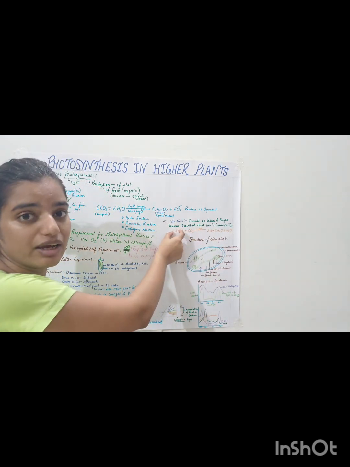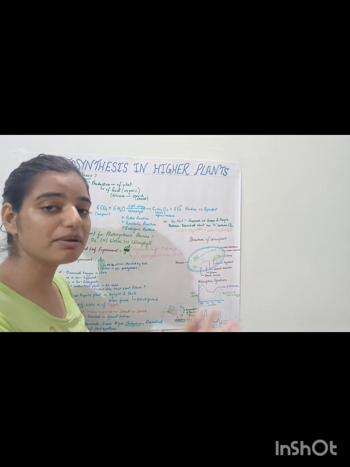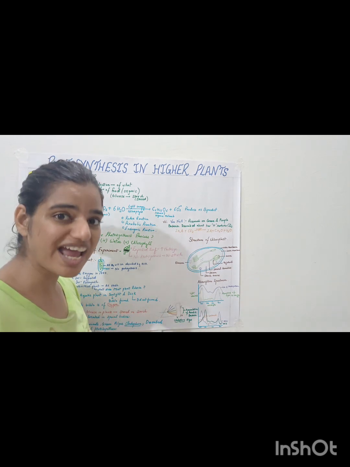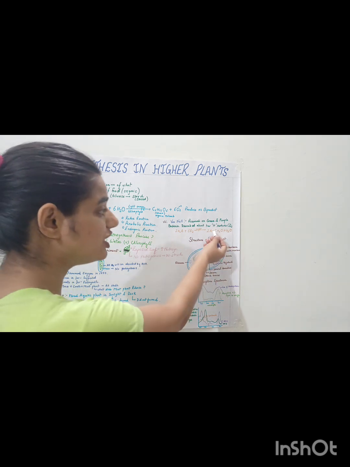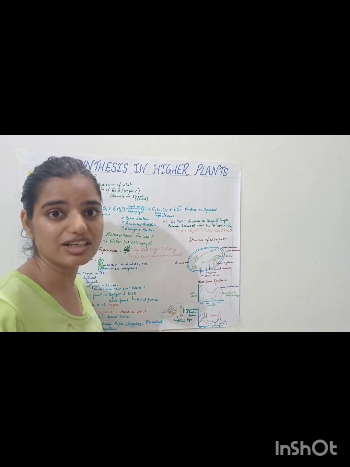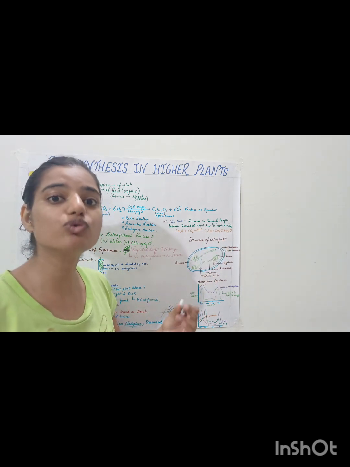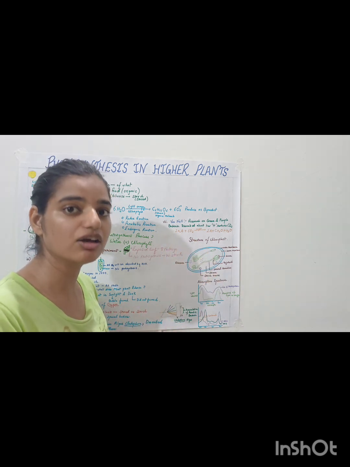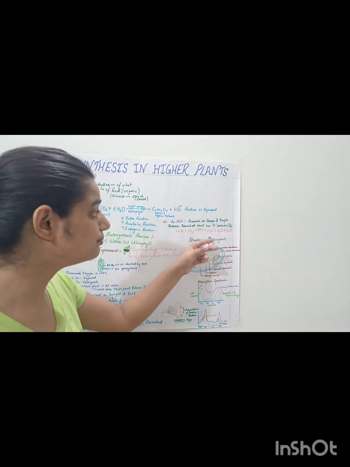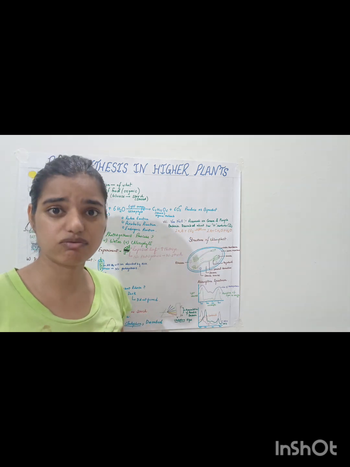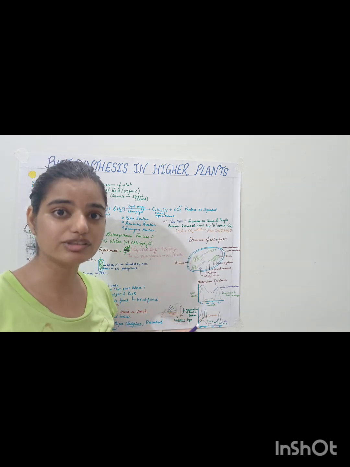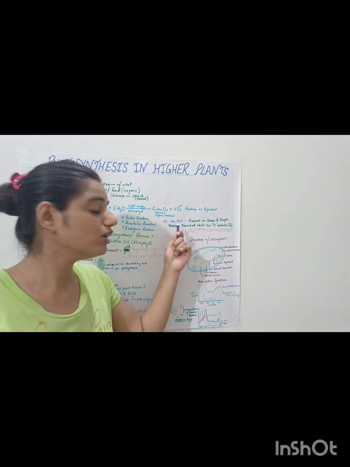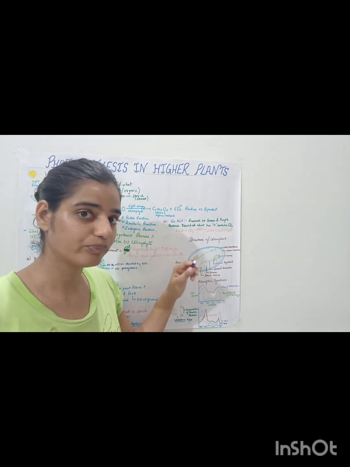But in green sulfur bacteria and purple sulfur bacteria, if this H2A is H2S, hydrogen sulfide, then instead of oxygen, sulfur is going to be released, and that process is known as anoxygenic photosynthesis, because there the product will be sulfur instead of oxygen, because the compound taken is hydrogen sulfide, not H2O.